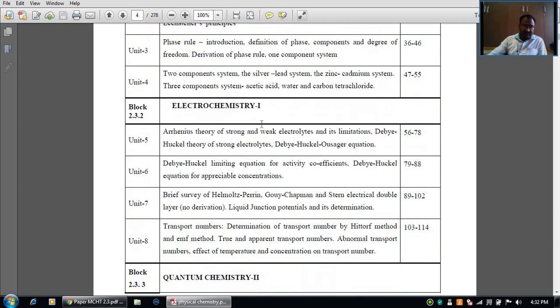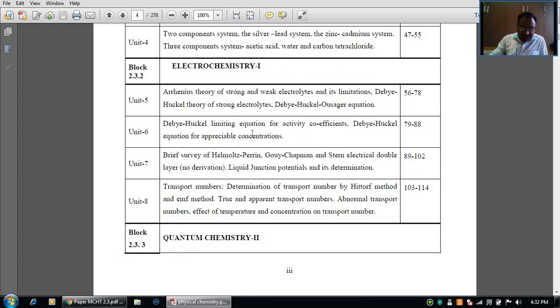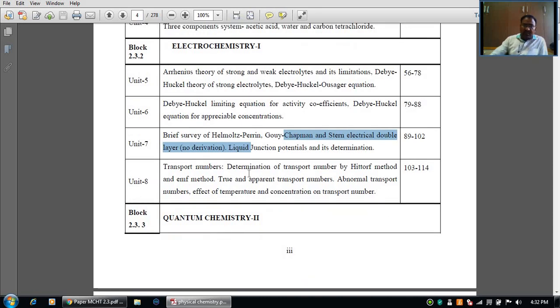In the electrochemistry part: Faraday's laws of electrolysis, Debye-Huckel limiting equations for activity and activity coefficient, Helmholtz-Perrin, Gouy-Chapman and Stern electrical double layer. In the last part of this unit, the transport number by Hittorf method and EMF method. Generally, these types of questions arise for 4-mark and 6-mark.